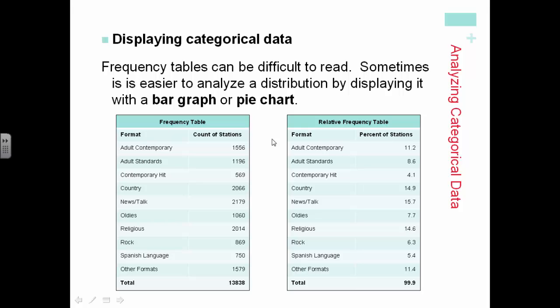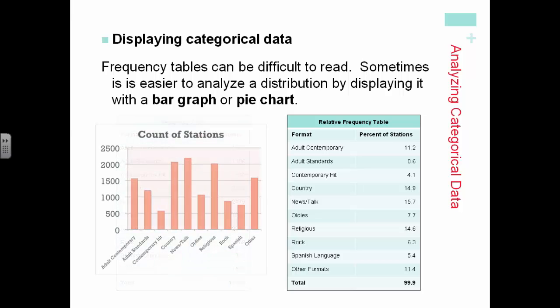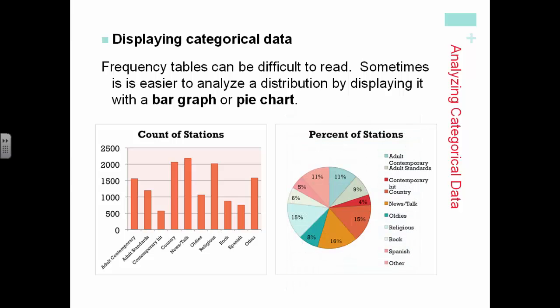Sometimes frequency tables can be difficult to read, so sometimes it's easier for us to analyze a distribution by displaying it with a bar graph or a pie chart. Here's an example of a bar graph, and here's an example of a pie chart. Notice that the bar graph goes with the count of stations. Notice everything is labeled as well on the bar graph. And notice the pie chart goes with the percentages of stations, with each item again being labeled, and each of the percentages recorded inside of the pie chart.